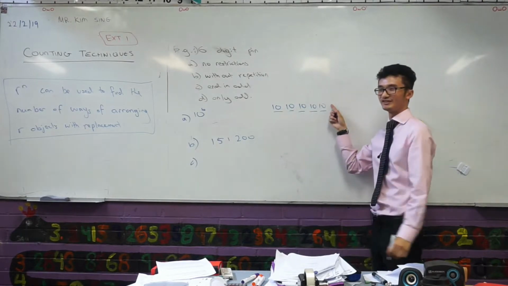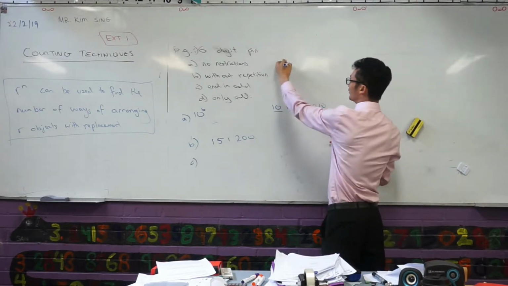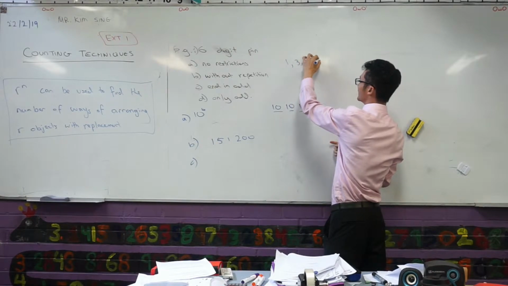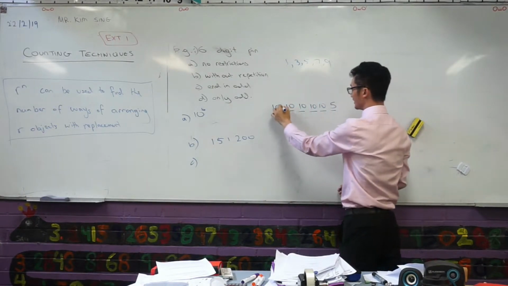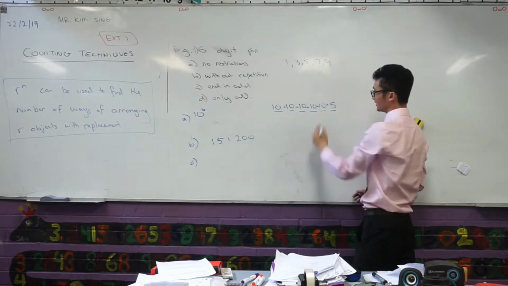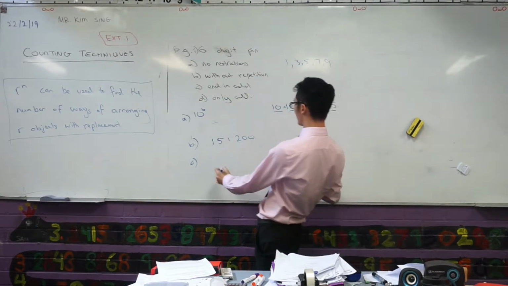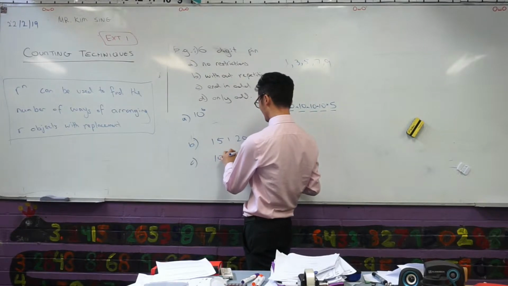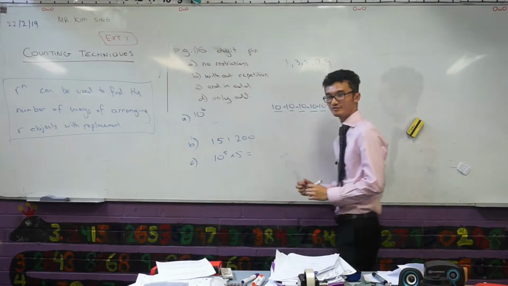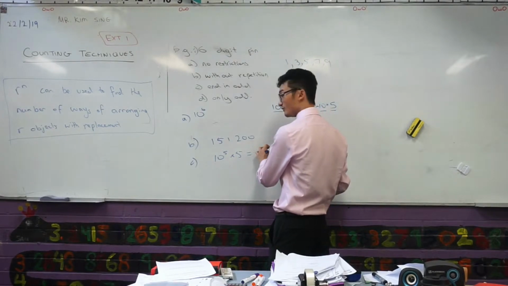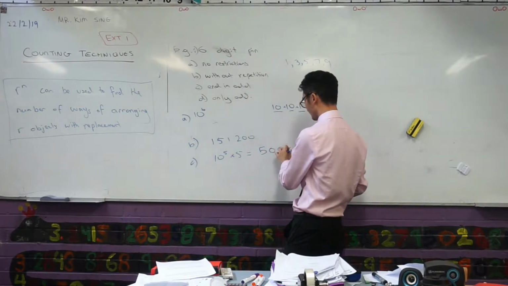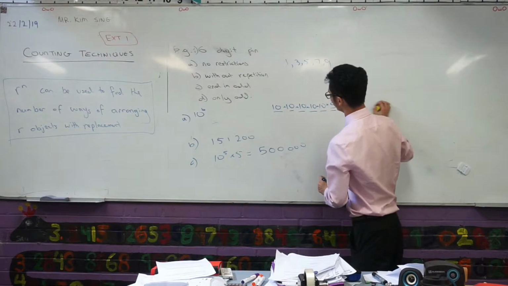But then how many are we going to have here? So let's double check: 1, 3, 5, 7, 9. These are my odd numbers, right? So I have 5 choices there. Yeah, exactly right. And I multiply them all together, and that would just be 10 to the power 5 times 5. And I can evaluate that too. Can you do that for me? 500,000. Cool.